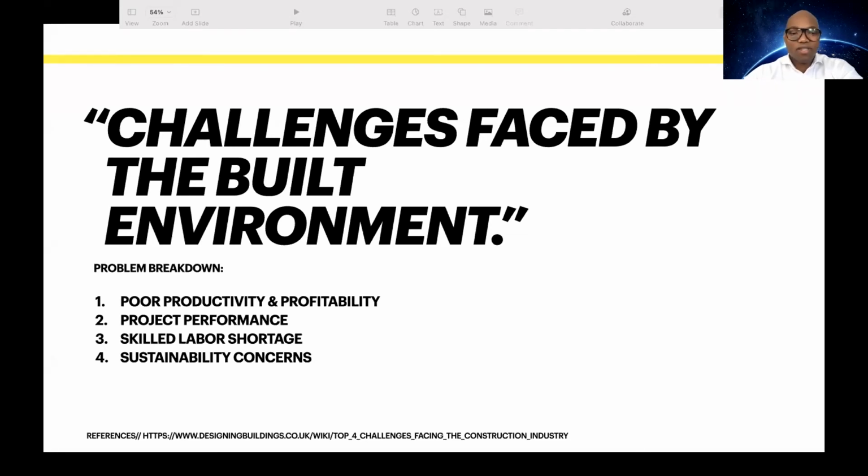Project performance is, I suppose, directly linked as well to productivity, where certain construction companies struggle, if not the majority, to perform or meet targets. So budget targets, time targets, and in instances where unaccounted for issues arise, you'd find that the construction companies' profits are wiped out completely. And in skills as well, there's a skills and labor shortage.